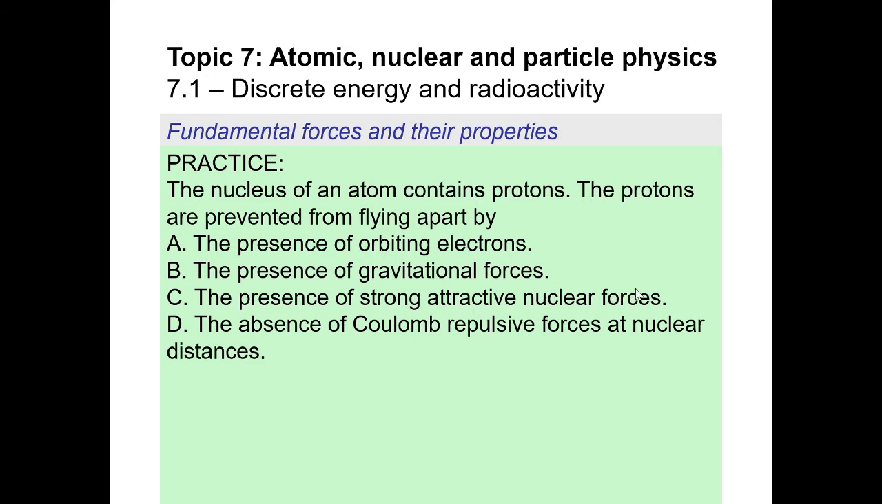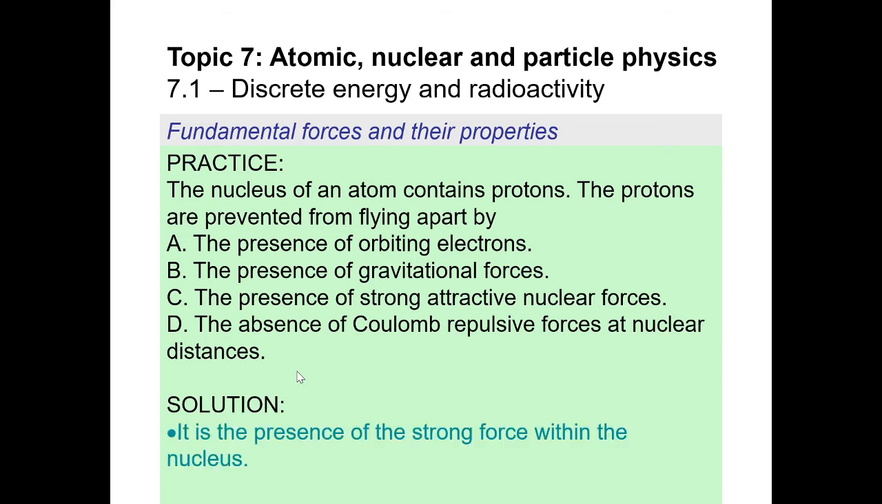C, the presence of the strong attractive nuclear forces. That is absolutely true. It is the presence of this force that keeps the nucleus together. B, the presence of gravitational forces. While they are attracted to each other through the gravitational attraction because they have mass, it's an extremely weak force. So not only is gravity a weak force, but their masses are very low, which is going to be an even smaller force. Part A, the presence of orbiting electrons, like I said, that would actually pull the nucleus apart faster. Okay, so the answer is C.